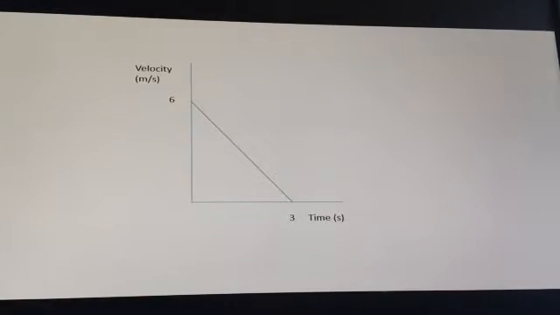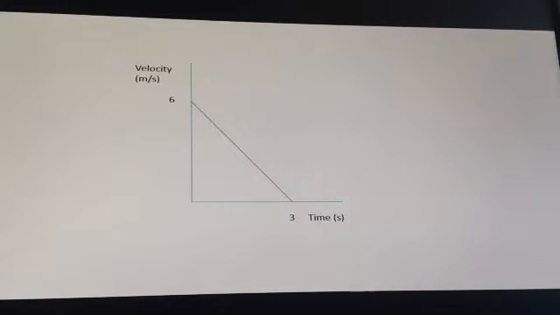Here we have a change of velocity with time, but this time, as time carries on, velocity is getting less and less and less. The object is getting slower and slower. So this is an object that's decelerating. It has a negative acceleration.